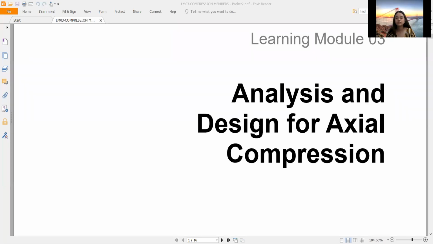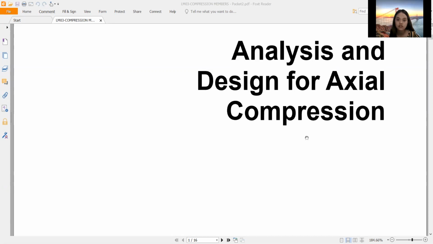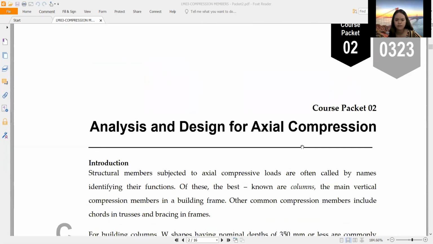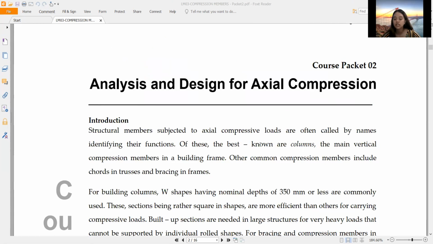Okay, so for today's discussion, we will discuss analysis and design for axial compression. In the previous discussion, we discussed tension members. The other way around would be the compression members. So what are compression members? Basically, those members that are experiencing compressive force are compression members. But the most common compression member is our column. Yung pinaka-common sa atin na compression member are the columns.